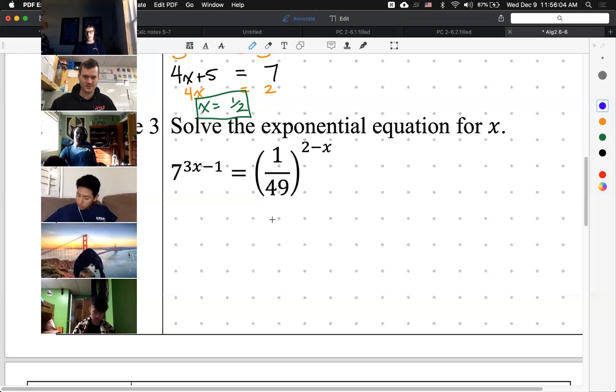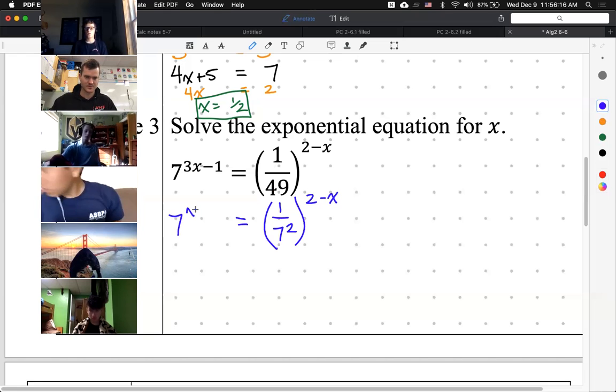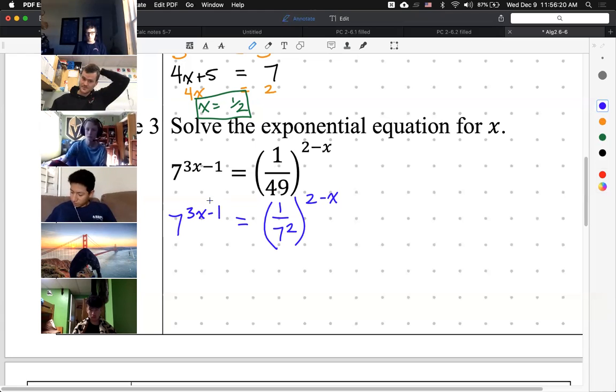Yeah, so let's go ahead and rewrite that as 1 over 7 to the power of 2. That is really what's inside the parentheses. This is still to the power of 2 minus x. Left-hand side hasn't changed. I'll be rewriting this bit, 7 to the power of 3x minus 1. I should rewrite it correctly.